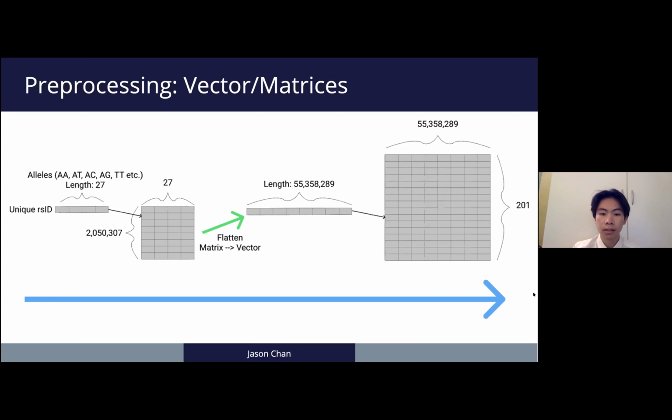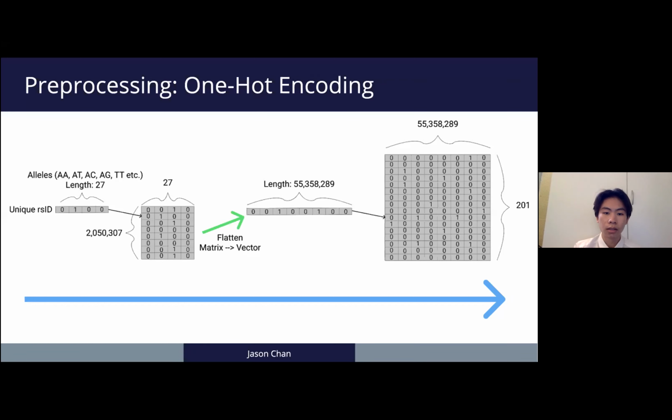We then flattened this into a vector so that we could stack it on top of each other. And we had 201 participants in total, which is why the final matrix was 201 by roughly 55 million. The one-hot encoding is just represented by these ones and zeros here. So you can see that it's mostly zeros because we only denote one in a vector, in an individual's vector.